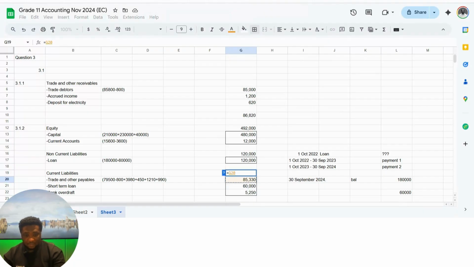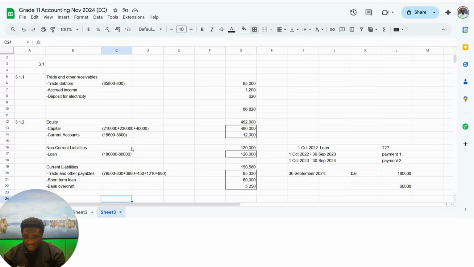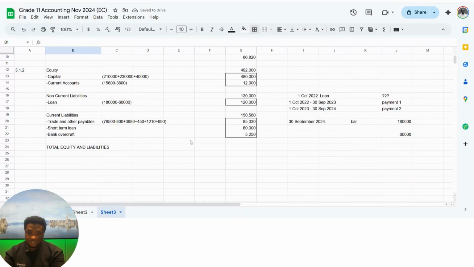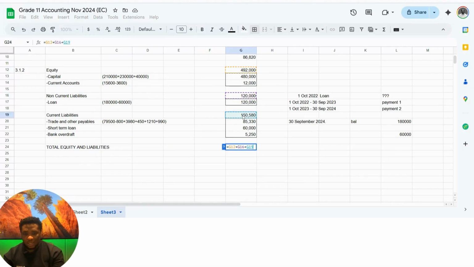So our current liabilities would add up to a total of 150,580, and then to complete this, we would have to say total equity and liabilities, because that's the only part that we're doing from this statement of financial position. We then would need to add our equity, which is 492,000, plus the 120,000, and then plus the 150,580.